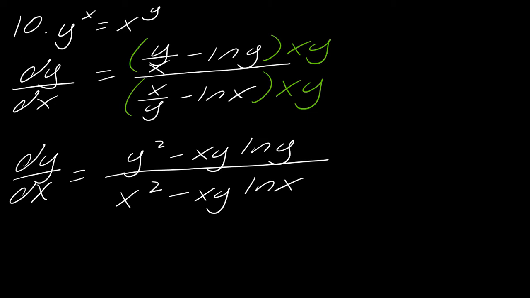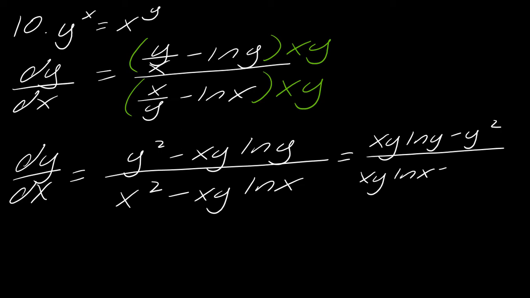And then just one other thing I want to point out: the order that you subtract things in will also kind of matter. So an equivalent answer to this, you could have everything flip-flopped. So I could also have xy times the natural log of y minus y squared over xy times the natural log of x minus x squared. Those are equivalent answers, and that just comes down to how you did your subtraction in some of those initial steps.